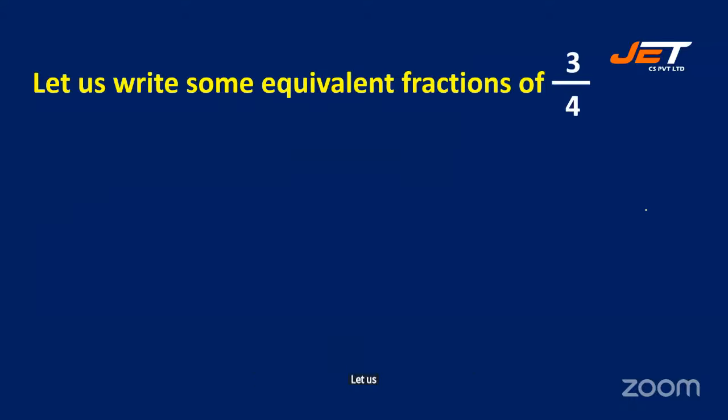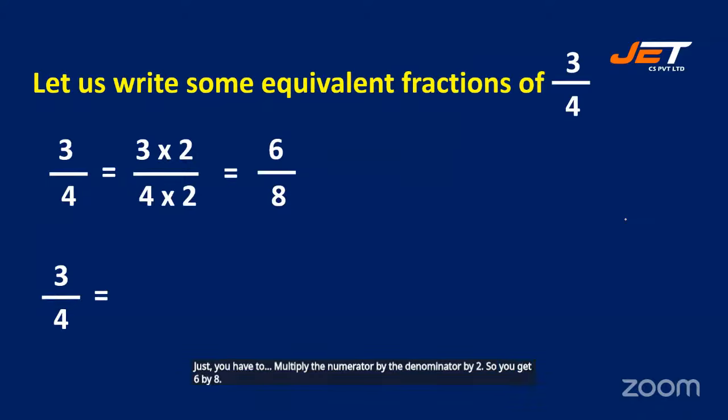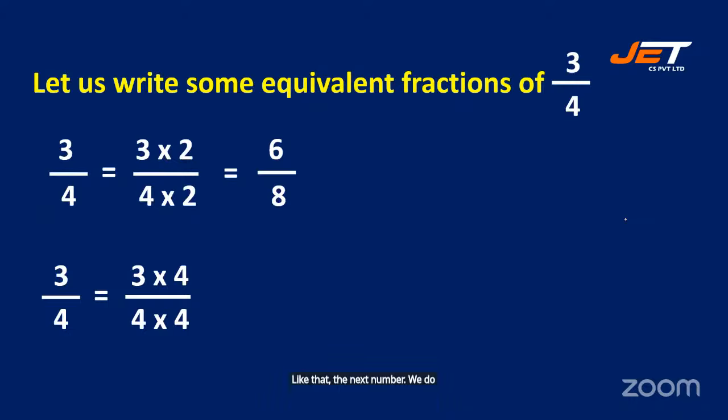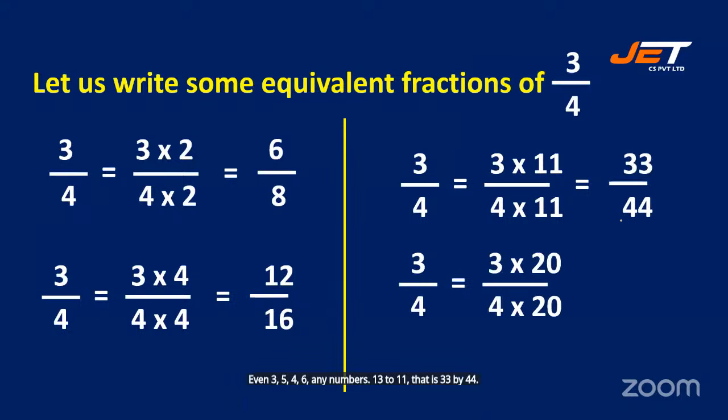Let us write some equivalent fractions of 3 by 4. So how do you write the equivalent fractions of 3 by 4? 3 into 2, you just have to multiply the numerator by 2 and the denominator by 2. So you get 6 by 8. Like that, the next number, 3 into 4, 4 into 4. So it becomes 12 by 16. 3 by 4 into 11, any numbers you can take. Even 3, 5, 4, 6, any numbers. So 3 into 11, that is 33 by 44. Next, we are multiplying by 20, which we get 60 by 80.